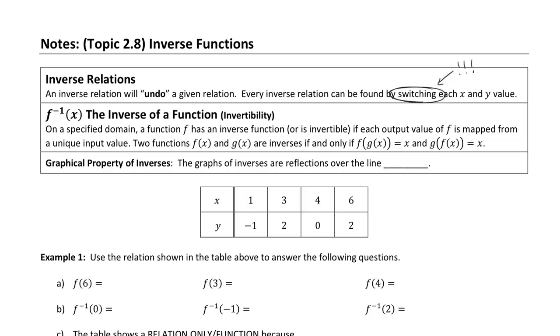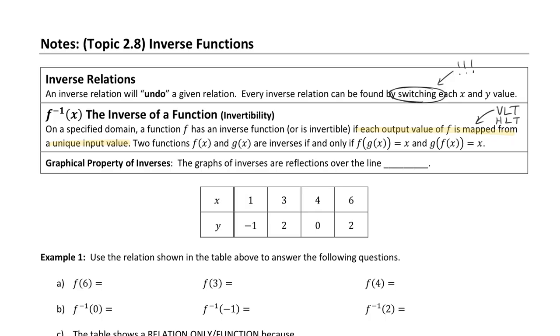On a specified domain, a function f has an inverse function or is invertible if, let's highlight with yellow, each output value of f is mapped from a unique input value. What that is saying is that each output value coming from a unique input value means that your function passes both the VLT, vertical line test, that's from Algebra 1, and what's called the HLT, the horizontal line test. That means that you have no repeating x's and no repeating y's.